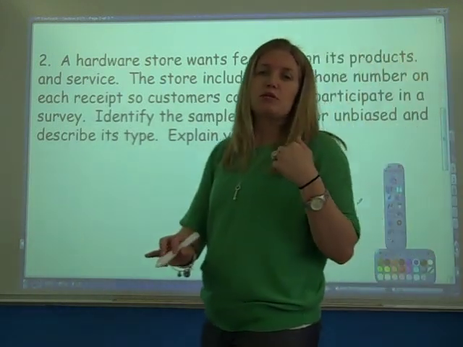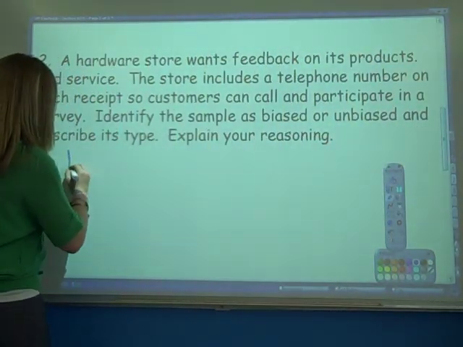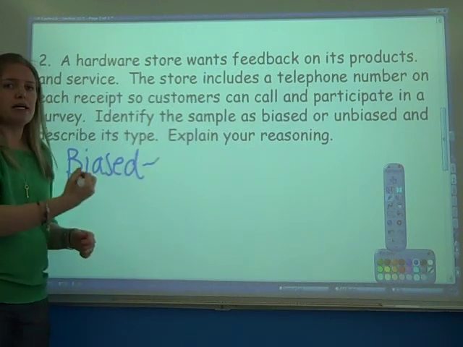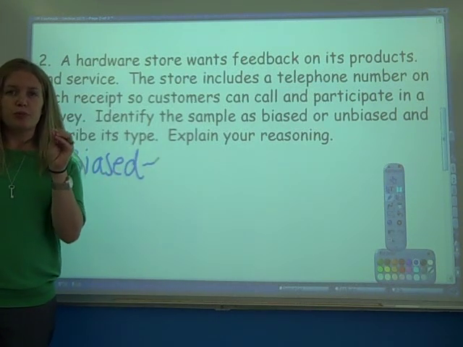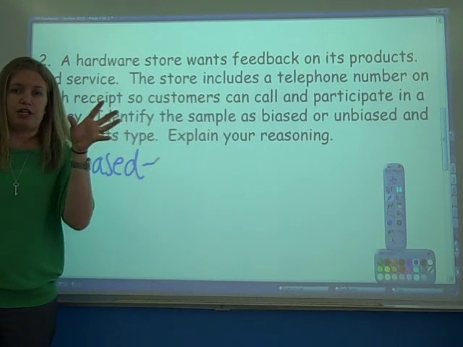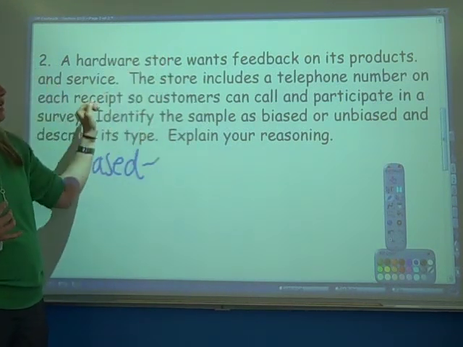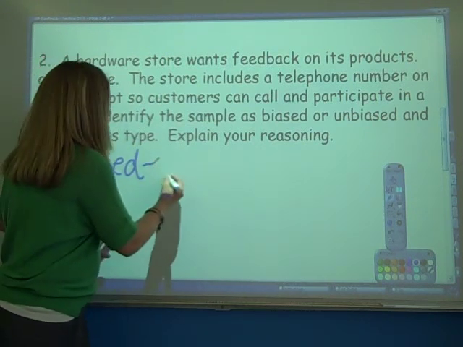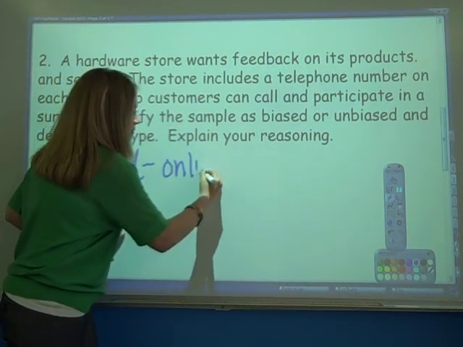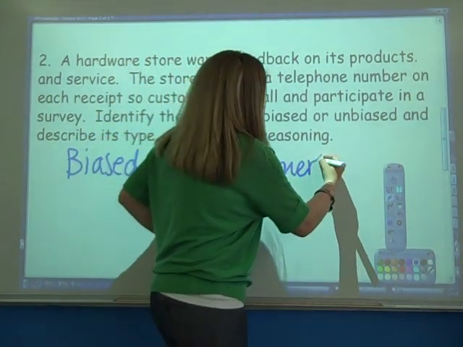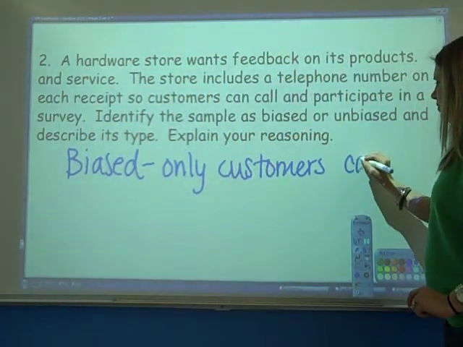In this case, this would be a biased survey. The reason why it is biased is because the customers are the only ones who can participate, okay? Because they're the only ones who are going to get that receipt. So it's biased because only customers can participate.